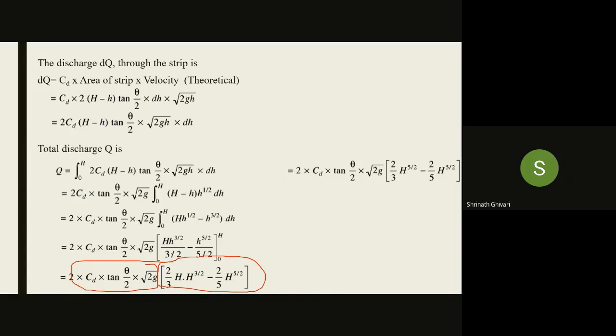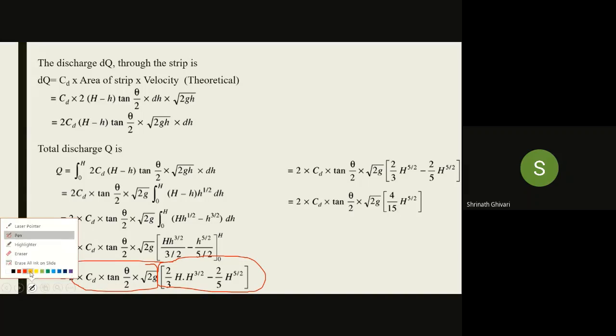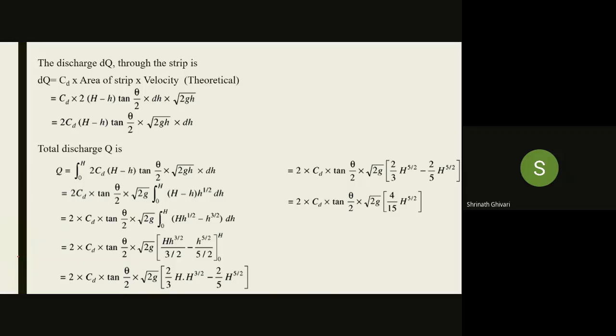So 2 by 3 H raised to 5 by 2 minus 2 by 5 H raised to 5 by 2, common. When you do the LCM, you will be getting 4 by 15 into H raised to 5 by 2. Now what will be the final expression? 8 by 15 into CD into tan theta by 2 square root of 2g H raised to 5 by 2 will be your final expression. 8 by 15 into CD into tan theta by 2 into square root of 2g into H raised to 5 by 2.